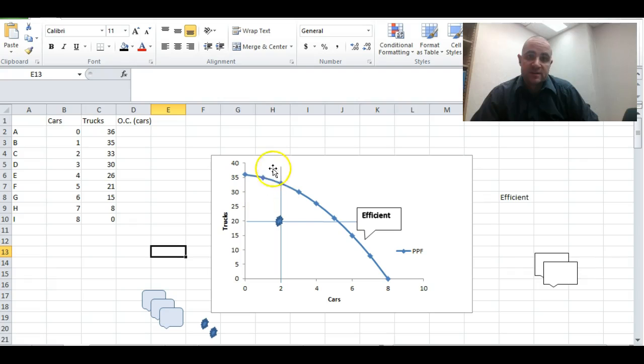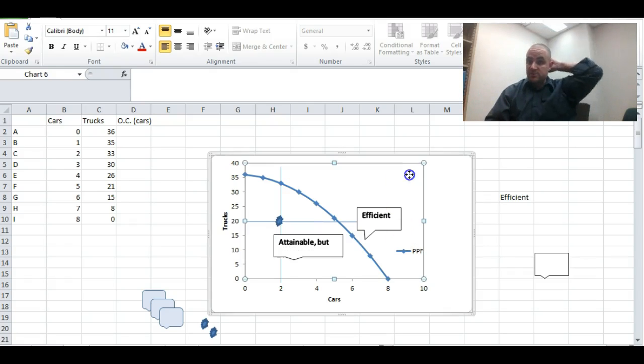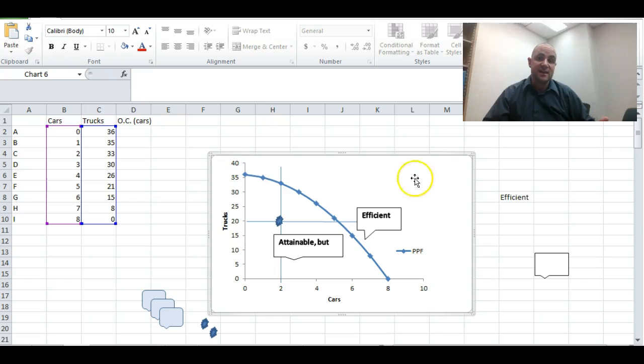Well, if we look over here on our production possibility frontier, we can see that if we are making 2 cars, we can make up to 33 trucks. And if we're making 20 trucks, we can make a little more than 5 cars. So we can make more of one without making less of the other, or we can make more of both. Any point on the inside here, we say is attainable because you can make it, but inefficient because you're not doing the best you can. You are not producing at the highest level.